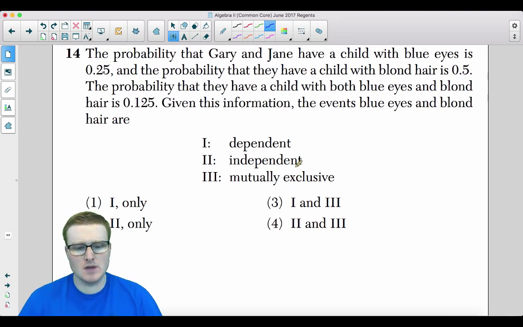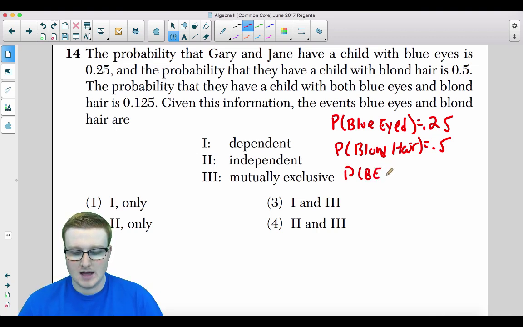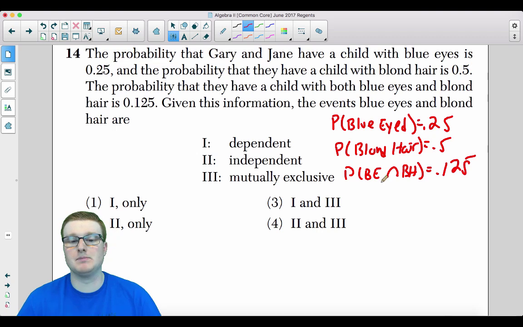So here's what we're doing, folks. We're not really going to calculate, we're actually just going to list what we have. The probability of having a blue-eyed child is 0.25. They tell us that, okay? The probability of having blonde hair is 0.5. The probability of blue eyes given that the child has blonde hair. Actually, does it say given? No, I'm sorry, both. Both blue eyes and blonde hair is 0.125. That just means both of them, okay?